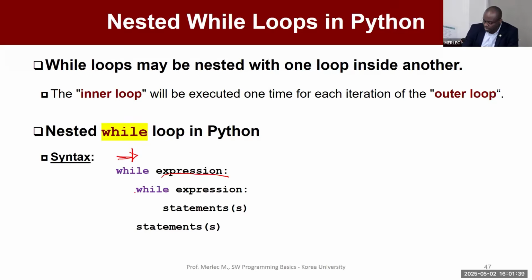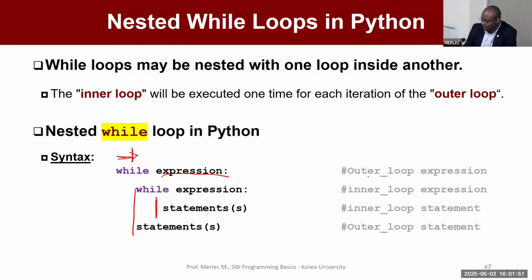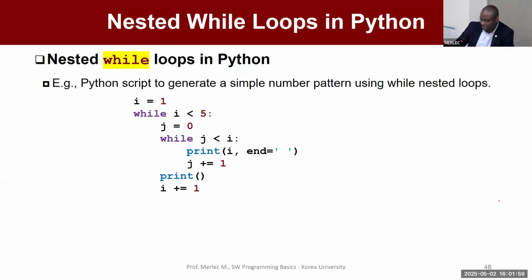And then the inner loop will be related to the block of the main loop. And then the inner loop will also have a statement or a group of statements that need to be run. So same, you have the outside loop, inner loop, expression, inner loop statements, and outer loop statements. Here you have an example. The same example we have seen earlier. Let's now try to build the while version.